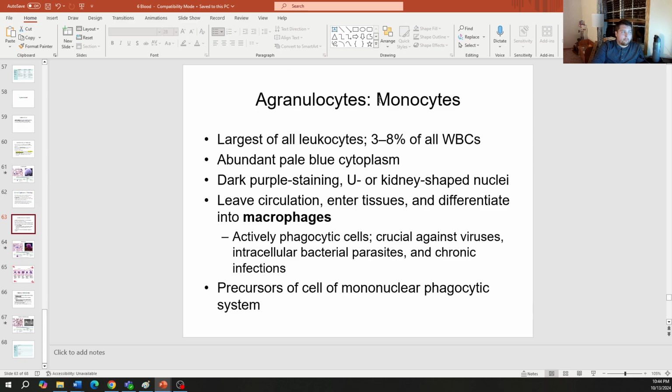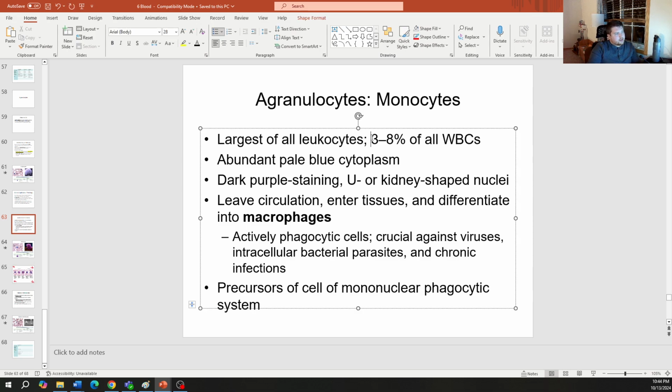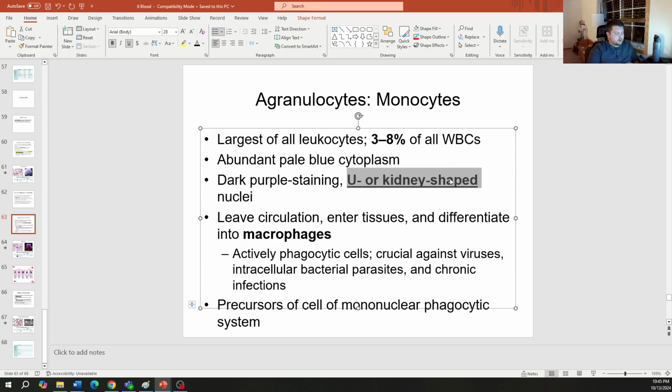Next, we talk about monocytes. Monocytes are the largest of all the leukocytes, 3 to 8%. What's our mnemonic? Never let monkeys eat bananas. It's 3 to 8% of all of our white blood cells. Dark purple stain, we have a U or kidney-shaped nucleus.